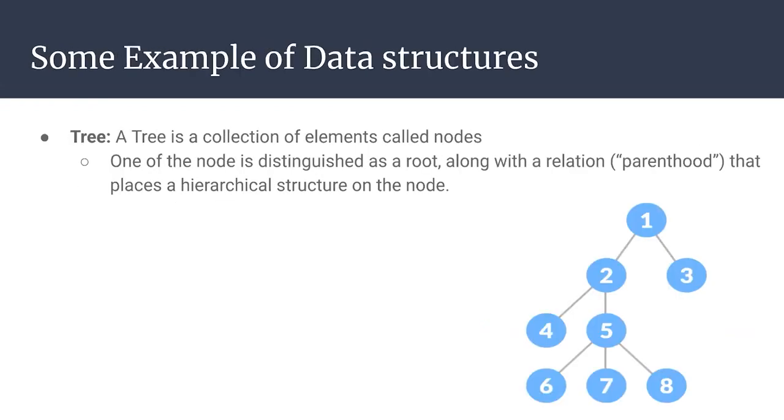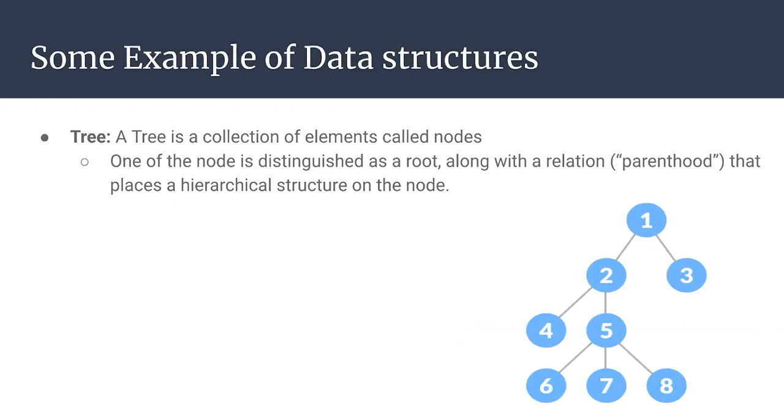So let's take another example, the tree. As we learned, a tree is a non-linear data structure, right? Non-linear means it's not linear. You can see that 2 is after 1, but 3 is not after 2. It's attached to 1.